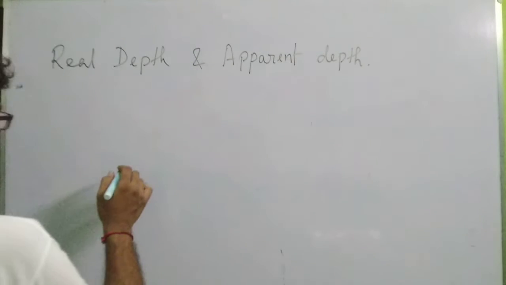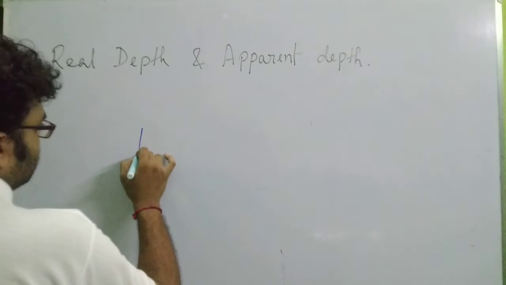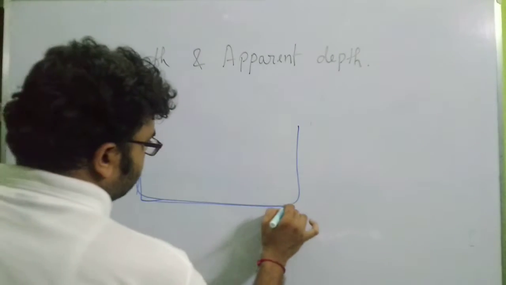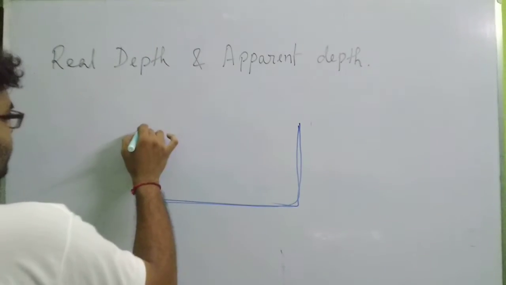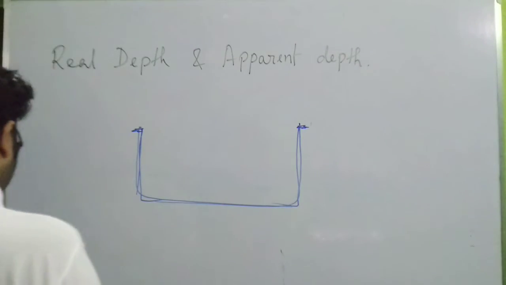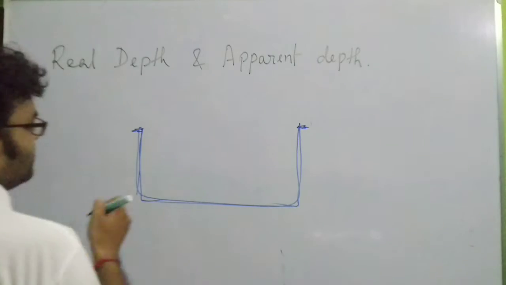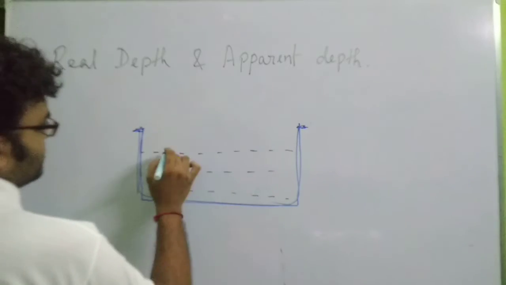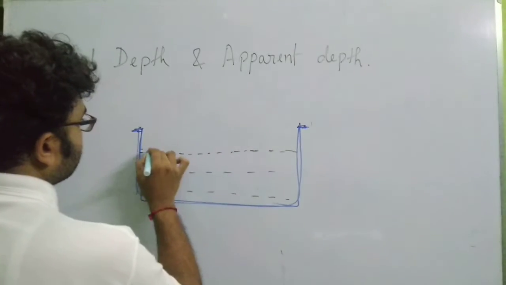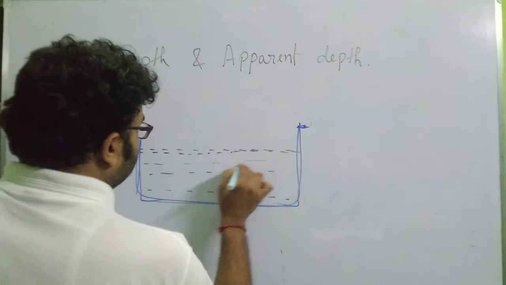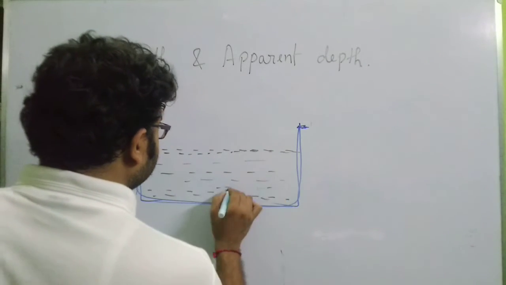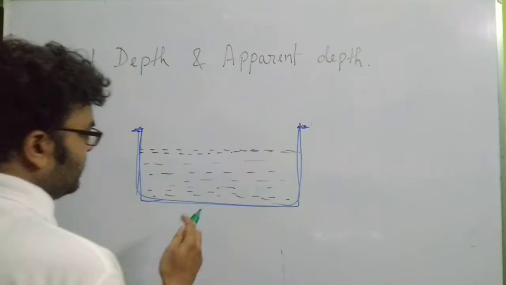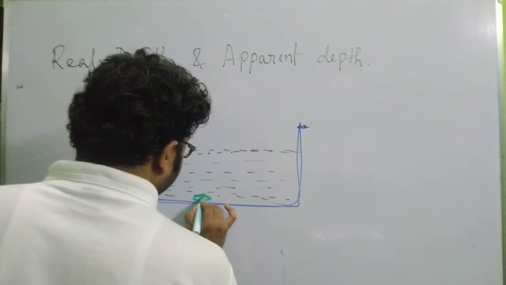So to explain this concept, let me just draw a figure. See, if I consider a vessel containing a liquid, say water, we are taking simple water. Water is present in this vessel like this, fine. Up to this layer water is present. Now what happens if we see an object placed at the bottom? Say there is a coin kept at the bottom of this vessel.